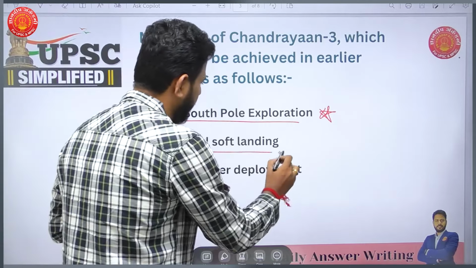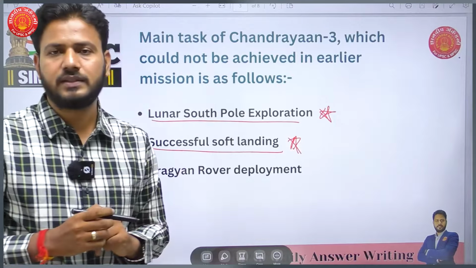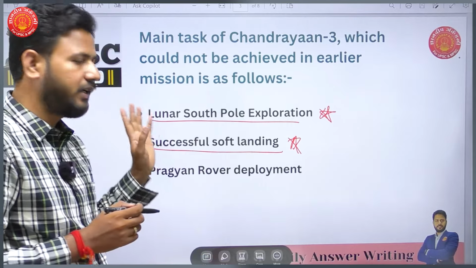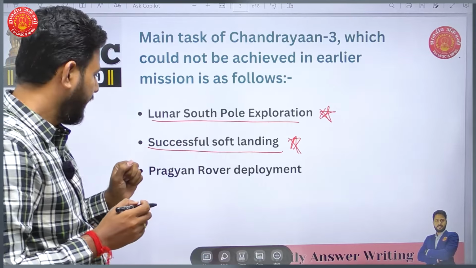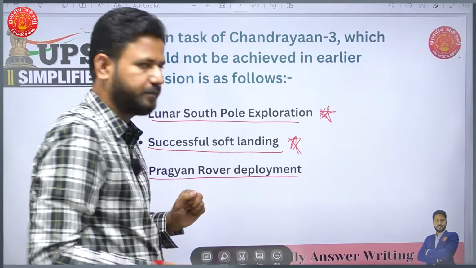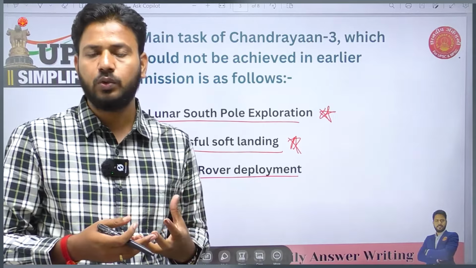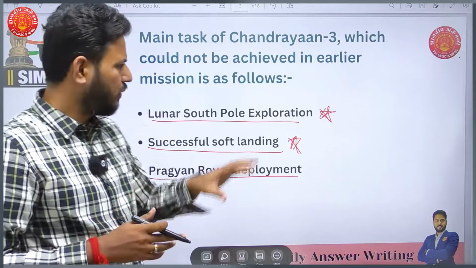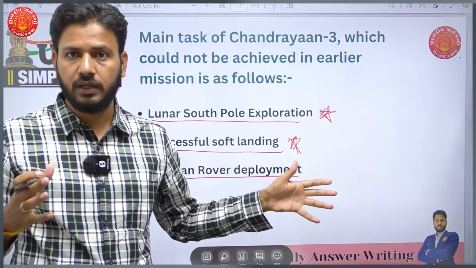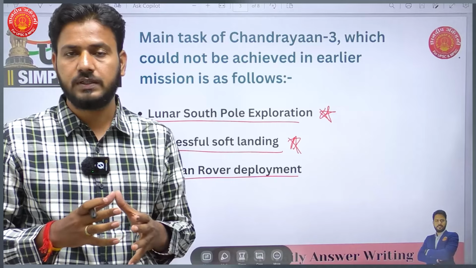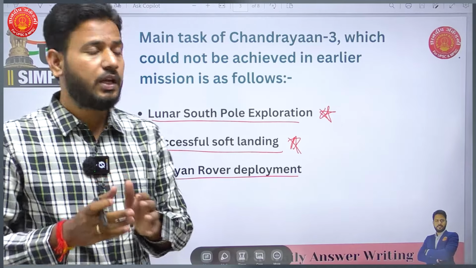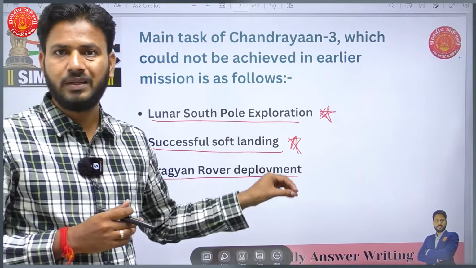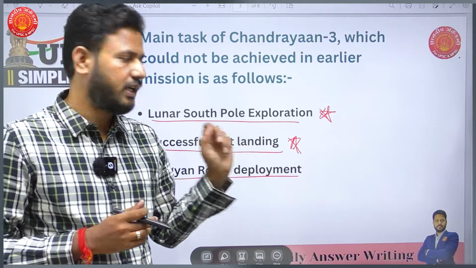The successful soft landing. This was not successful in the second mission, that is Chandrayaan 2. We could not successfully land on the moon. So this was the main task, soft landing on the moon. And Pragyan rover deployment for exploration on the surface of the moon. So these were the 3 main tasks under this mission Chandrayaan 3. So let's make it more crisp because the question is so big, though it is for 250 words. But considering the time, you cannot go writing on and on about these tasks. You will have to very briefly mention what the main tasks of this mission Chandrayaan 3 were.